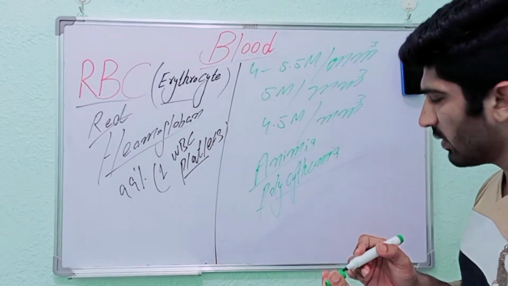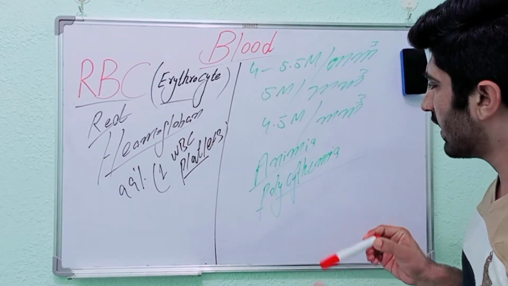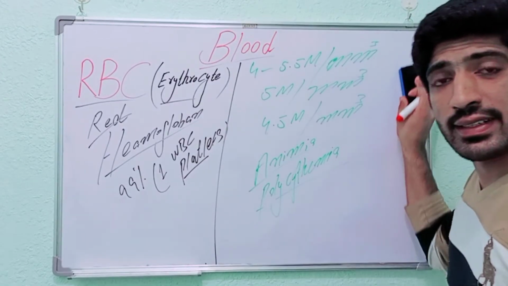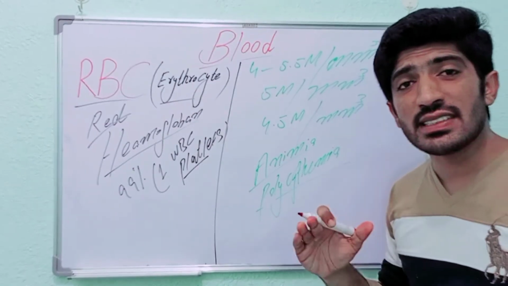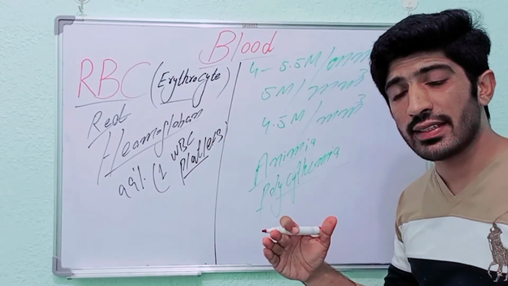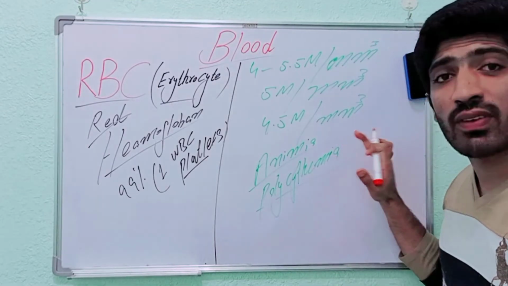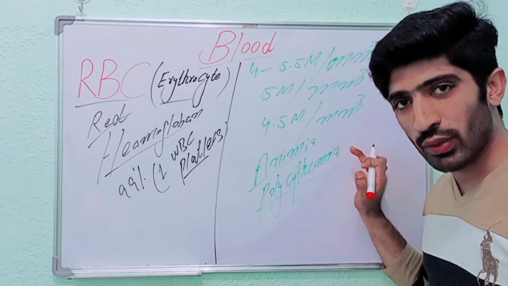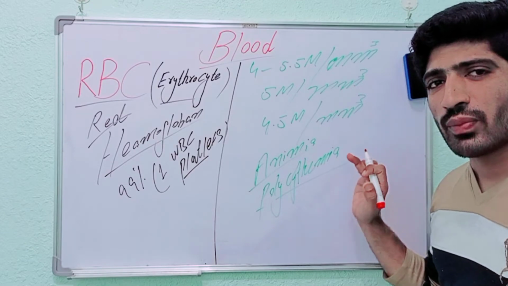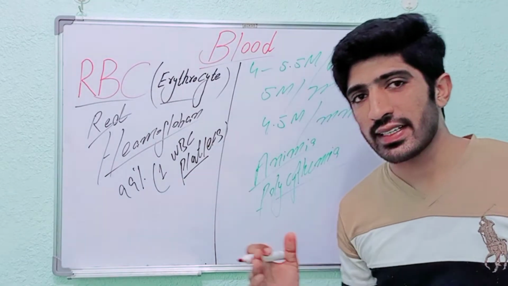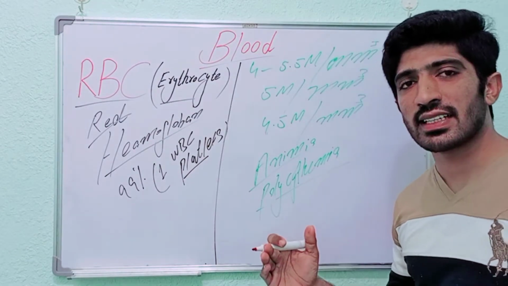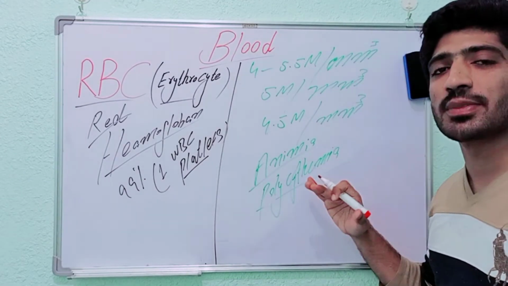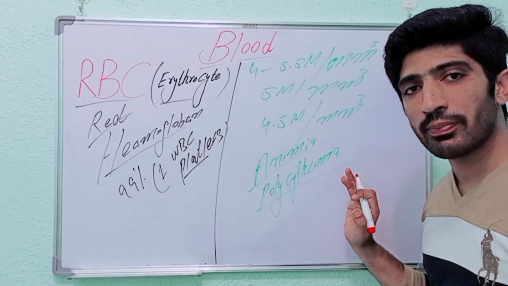So students, when the oxygen level in the blood becomes high, then the level of RBCs in the blood becomes low. And also when the body is in a parasympathetic condition, when the body is in a rest condition, then the level of RBC becomes low in the blood.